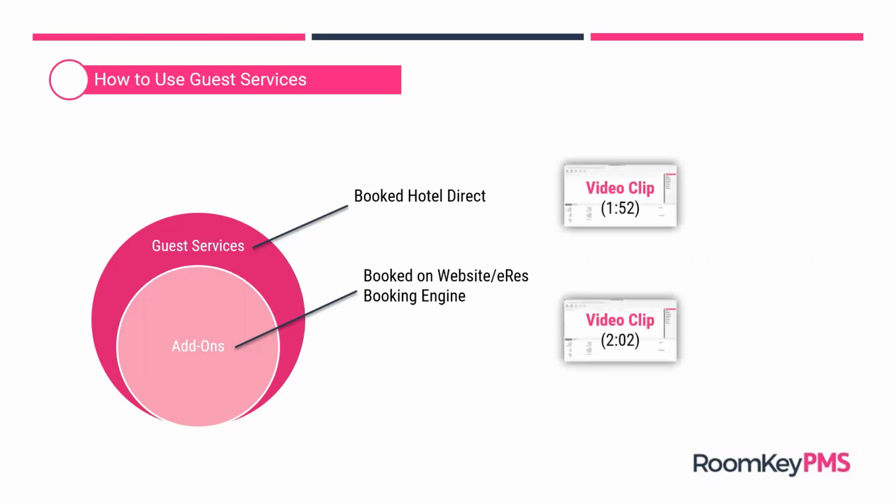So I have a couple of video clips here. These are much shorter. It's a very quick process to get these set up in your database. So we'll take a look at how to create a guest service first. This first clip is a little less than 2 minutes, and we'll see how we can use an existing transaction code. So a pet fee transaction code, we're going to take that transaction code and use it as a guest service. So we're going to turn that into a guest service for pet in room.